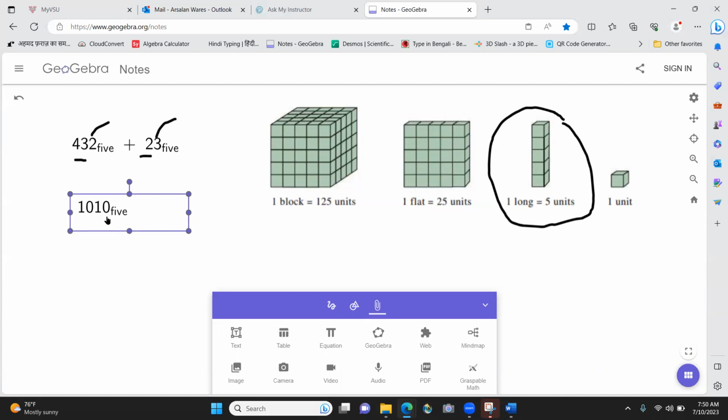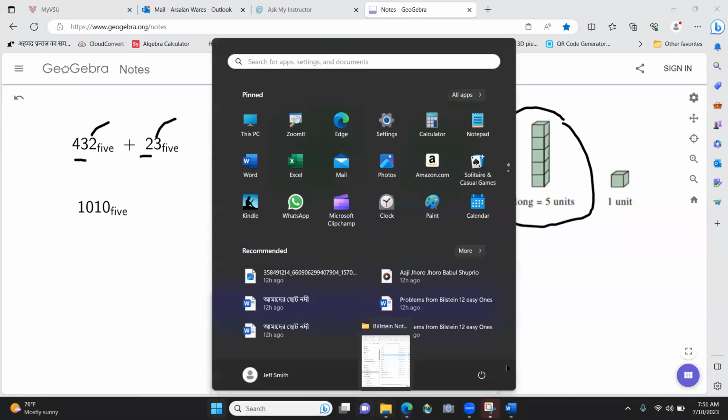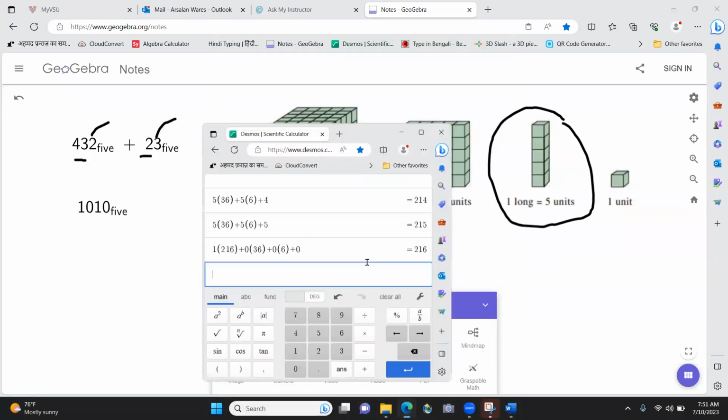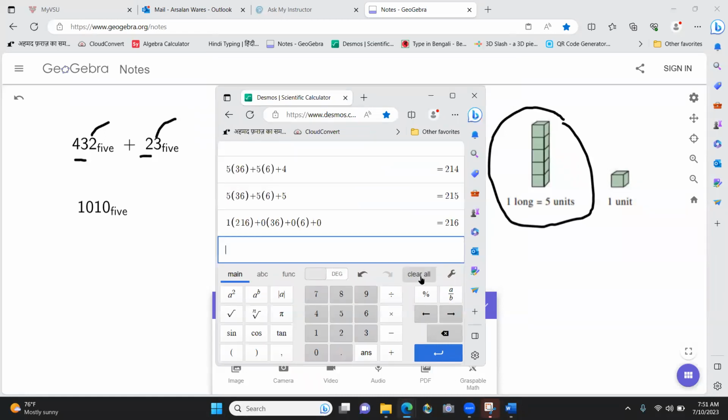Now, before I check it, let me make sure I have it right. 3 plus 2 is 5, that's 0, I took 1. 3 plus 2 is 6, I'll have 1, I took 1. 4, 1, 5, 5 is 0. And okay, that sounds about right. So I'm going to check it for you using my calculator that I didn't mess up.